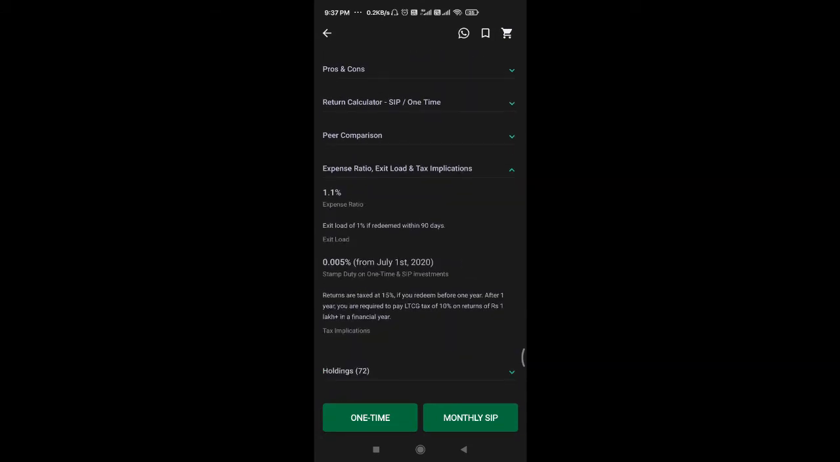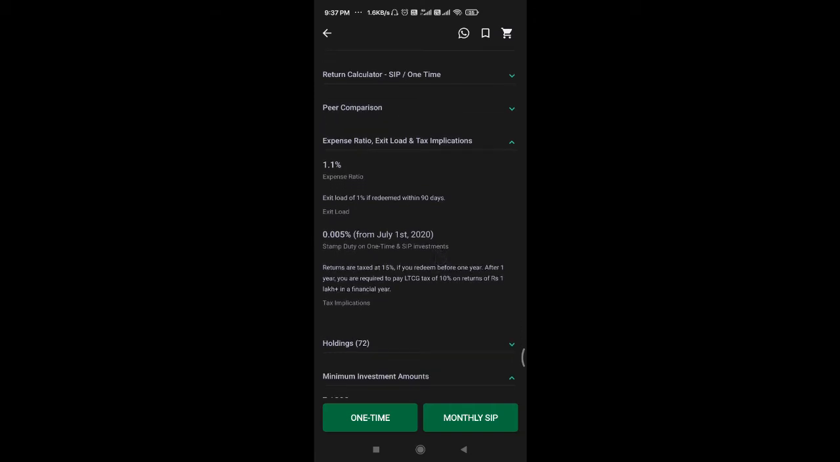It is very important. Exit load is something like this: suppose you invested 1000 today, and if you want to withdraw your money tomorrow maybe, then 1% will be deducted. So you have to keep it for 90 days, because here it says exit load 1% if redeemed within 90 days. It is clearly written. So you have to make sure to check the exit load.